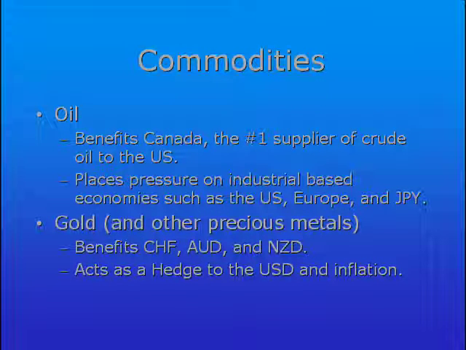In regards to commodities, they can have a severe impact on the foreign exchange market as well. For example, oil benefits Canada as Canada is the #1 supplier of crude oil to the U.S. It does place pressure on industrialized economies such as the U.S., Europe, and Japan, which rely on oil. Gold and other precious metals can benefit the Swiss franc, the Australian dollar, and the New Zealand dollar, and it acts as a natural hedge to the U.S. dollar and sometimes to inflation.